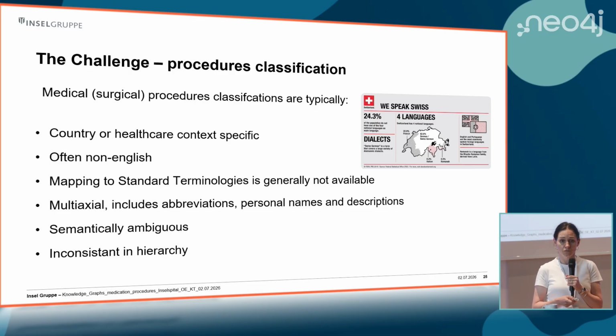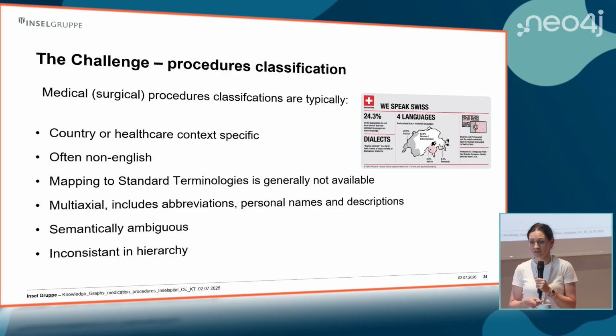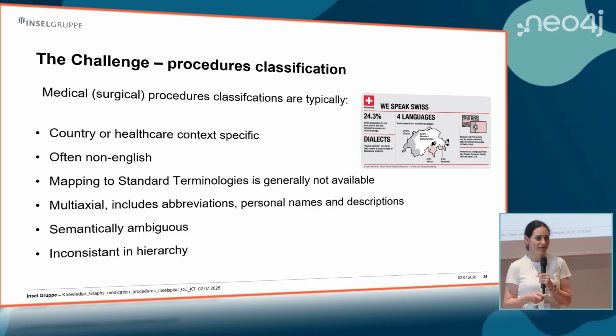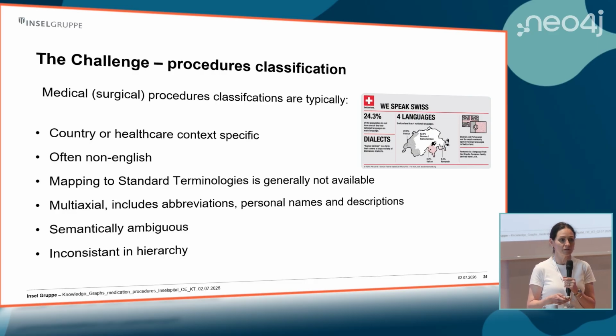specific, so often not standardized, not in English. And mapping is often not available, so there are multi-axial structures, different abbreviations, names and descriptions, really messy catalogs. In the majority of the world, they are really not well suited for standard analysis.